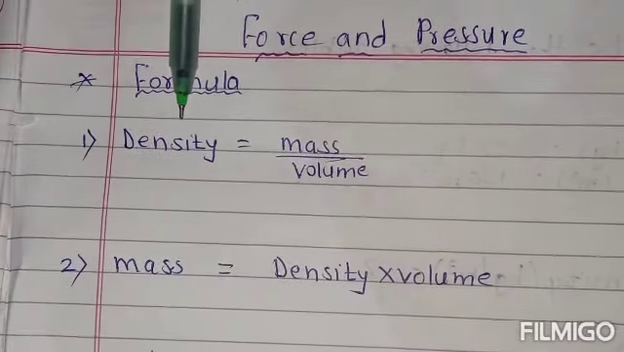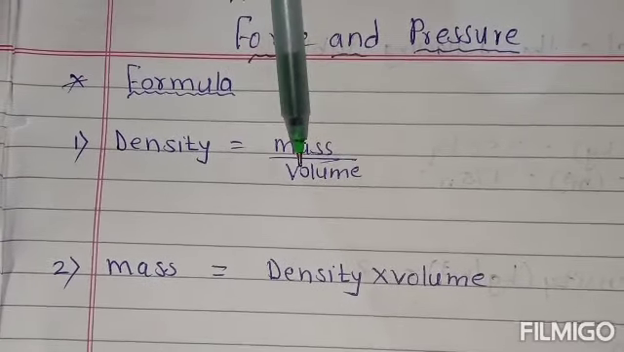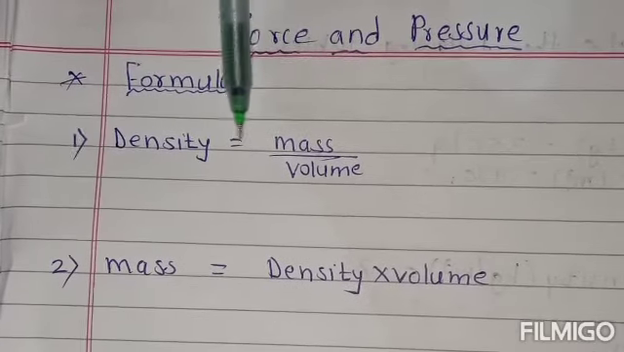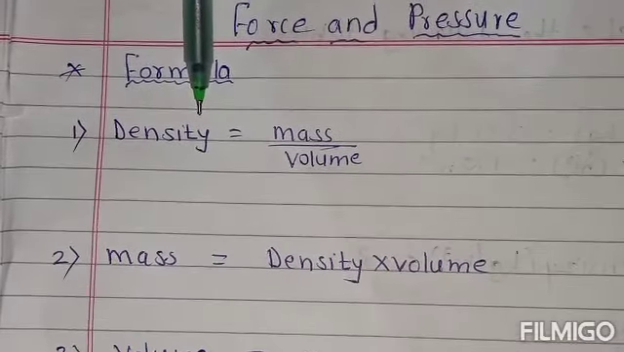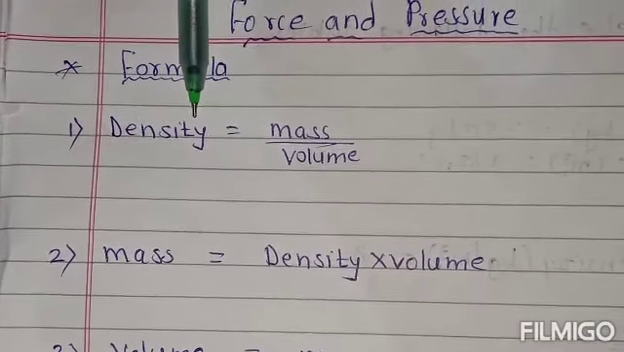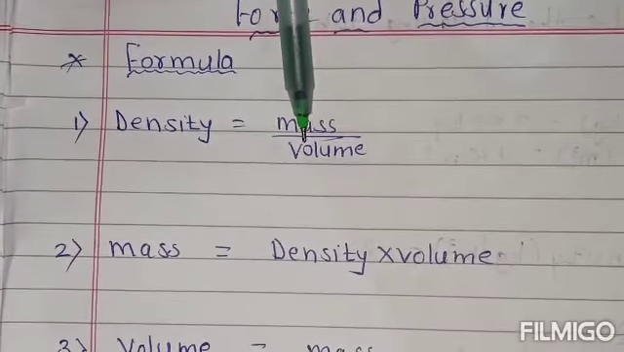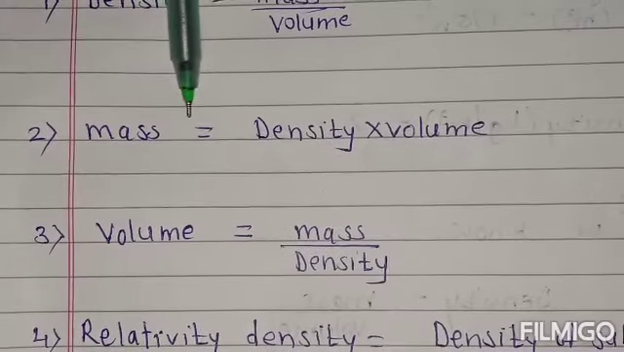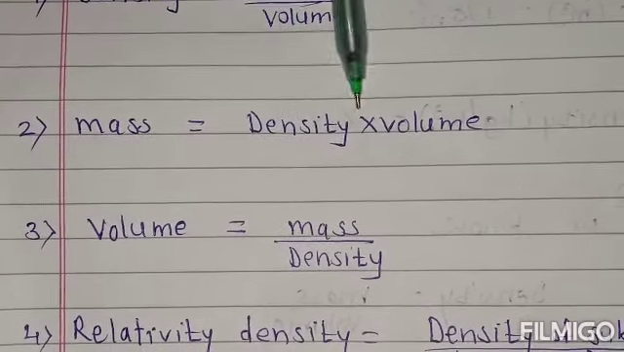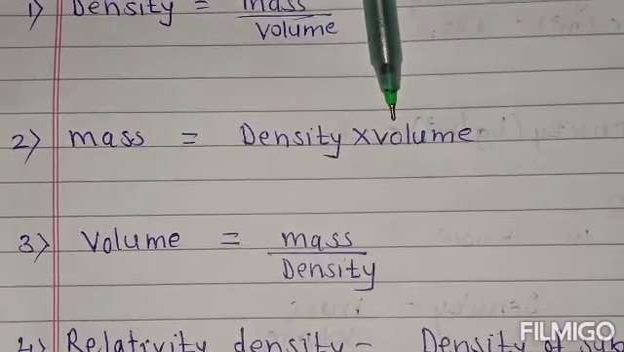Okay, first formula for density. Density is equal to mass upon volume. In the numerical, if density is asked to find, you can write the formula density is equal to mass upon volume. If mass is asked in the numerical, you can write the formula mass is equal to density into volume.